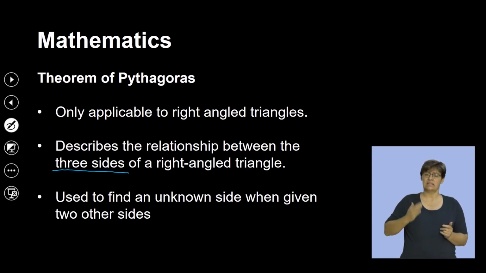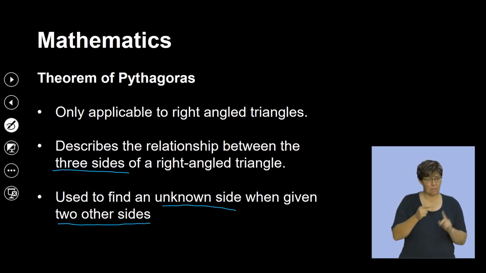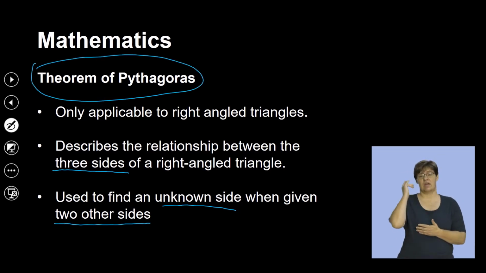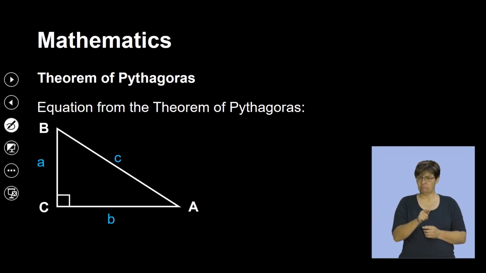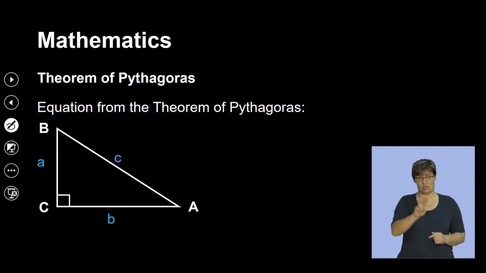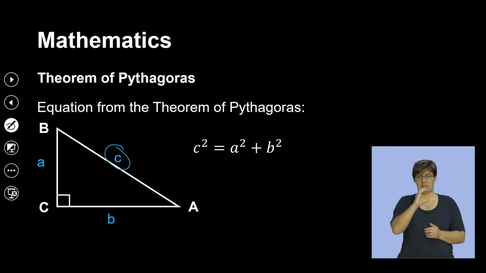Also, we use it to find an unknown side when given two other sides. So already we are answering the very first question that we just asked. Can I find an unknown side if I'm given two other sides? Yes, using the Theorem of Pythagoras. Remember that the equation always starts with the longest side squared, which is equal to the sum of the other squares. It looks like this: c squared, which is my longest side, is equal to a squared plus b squared, which is the other side.